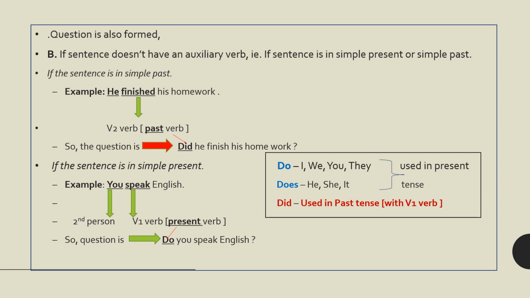Let us observe an example in simple present. You speak English. Speak is the V1 form of the verb, that is, the verb in present tense. And the subject is second person. So when second person is there in the sentence, we can use do. Do you speak English?